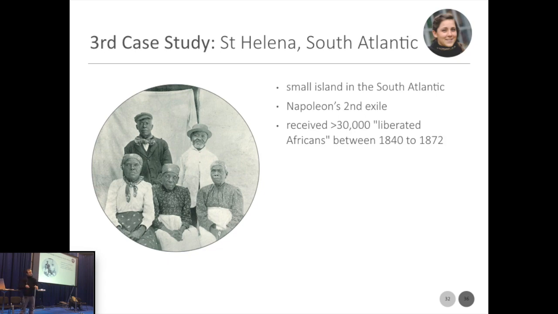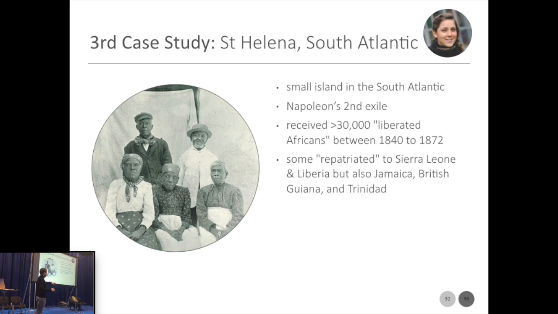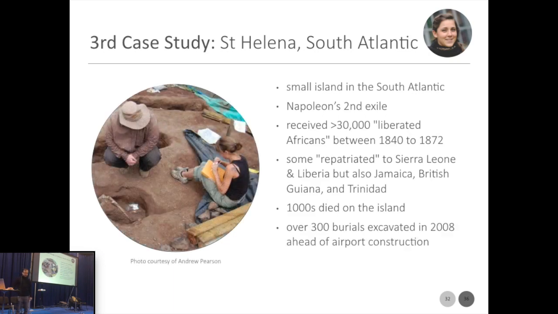Now, this is a tiny island, and some of those were then repatriated, in inverted commas, to other parts of Africa, like Sierra Leone, Liberia, but others also ended up in Jamaica, British Guiana, and Trinidad. But a large number actually died on the island because of poor sanitary conditions and so on and so forth. And during the work that was done in preparation for the airport, British archaeologists excavated over 300 burials at the site where now the airport is, essentially. And those 300 are probably only a small fraction of the burials that are actually there. The estimates are of several thousand burials being there.